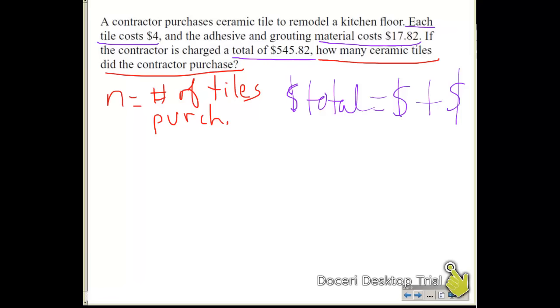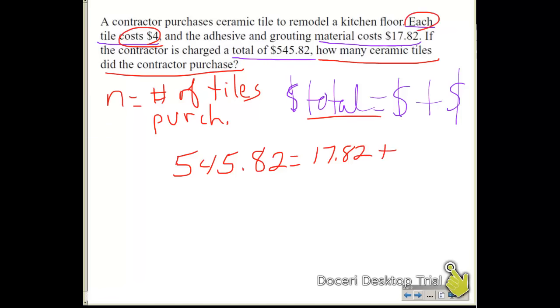So the first thing I'm going to substitute here is the total cost, and that is $545.82, and that is going to equal the cost of the materials, which is just a plain $17.82, plus now the cost of the tiles, $4 each. So that means $4 times however many tiles I have, which is going to be N. So all I got to do is solve this problem.